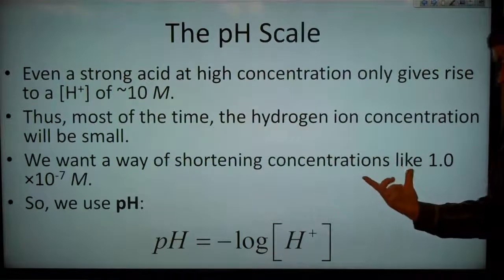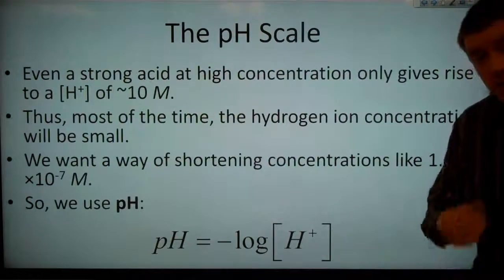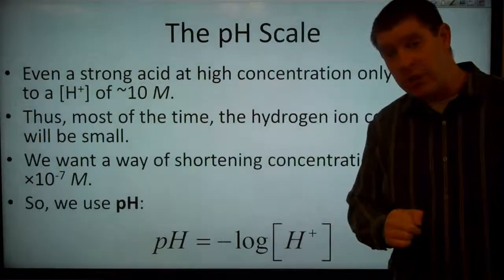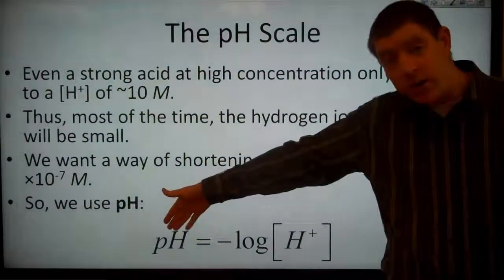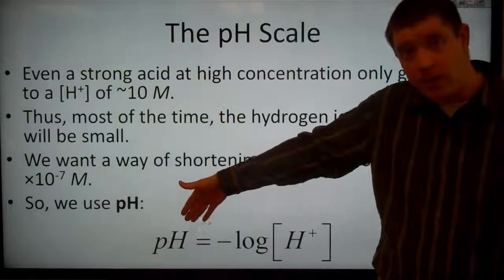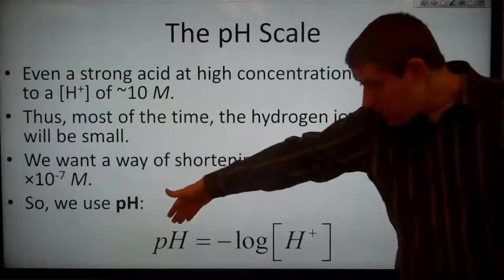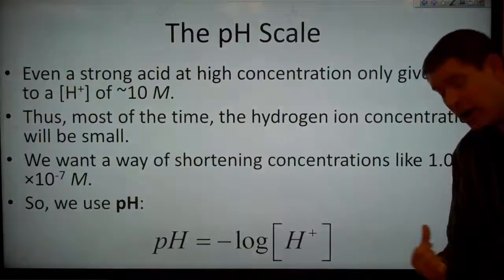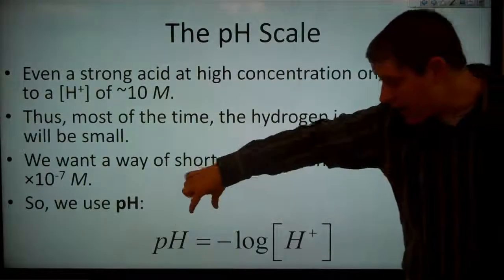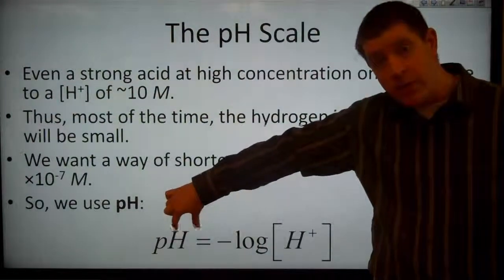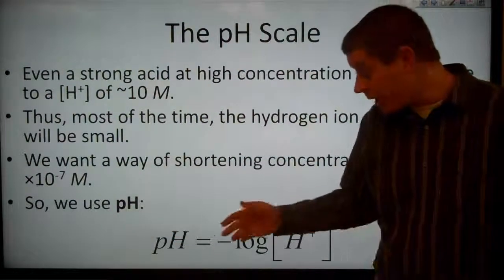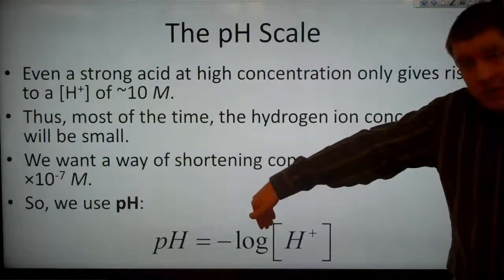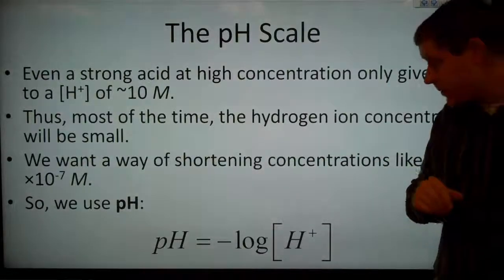And we want some way of shortening our concentrations like 1.0 times 10 to the minus 7 molar to something shorter. So this is where we use pH. So pH, the P there stands for power of, the H is hydrogen, the hydrogen ion concentration. So pH is the power of hydrogen. This is equal to minus log base 10 of the hydrogen ion concentration. Note that we really can plug anything else in we want here for H. We can have pOH. In that case, it would be the power of the hydroxide ion. And so we'd have minus log base 10 of the hydroxide ion concentration.